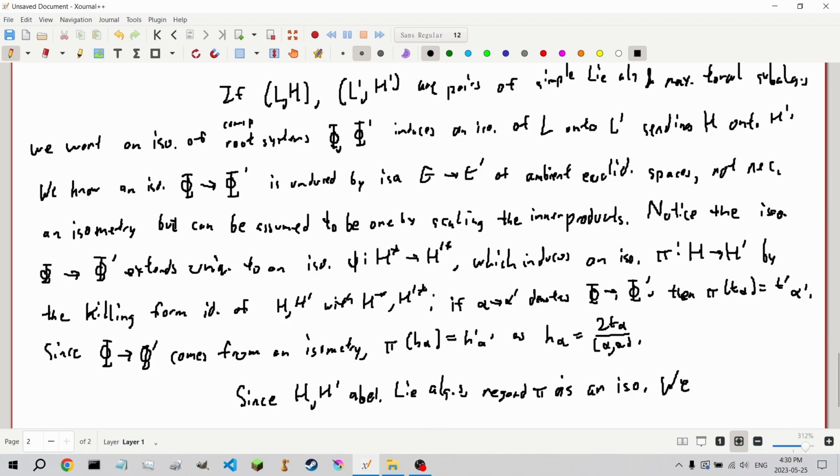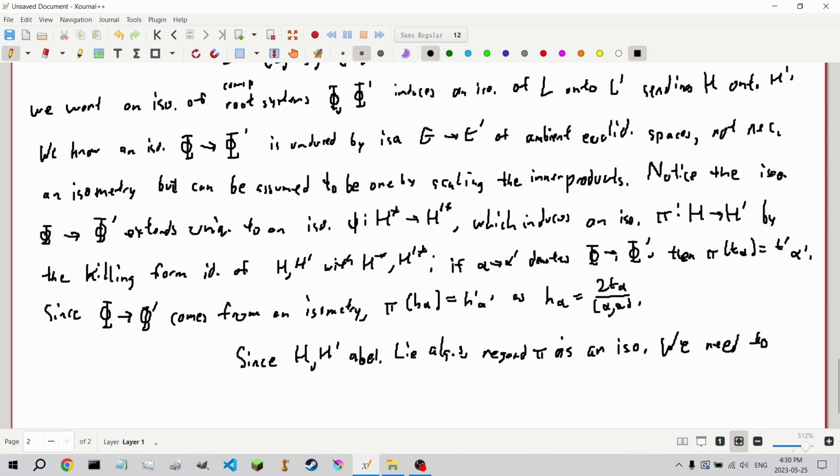We now need to extend pi to an isomorphism of L into L'.